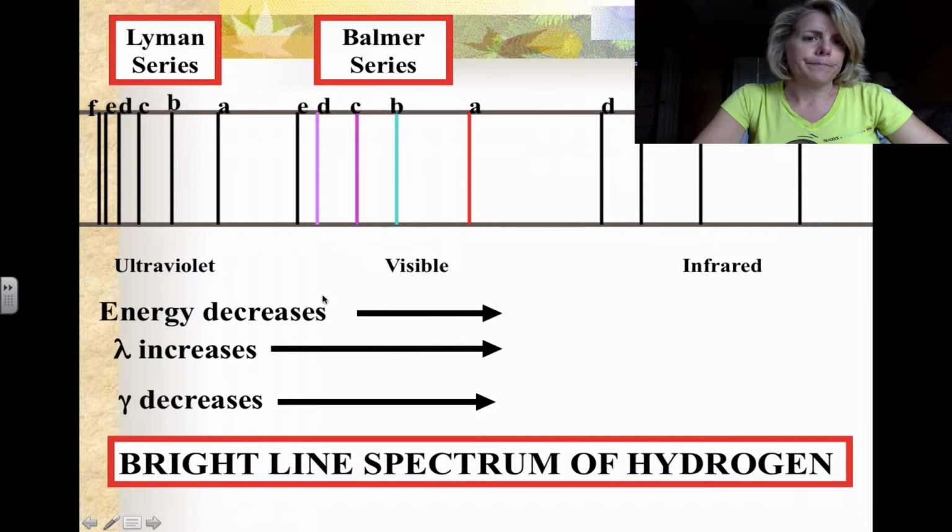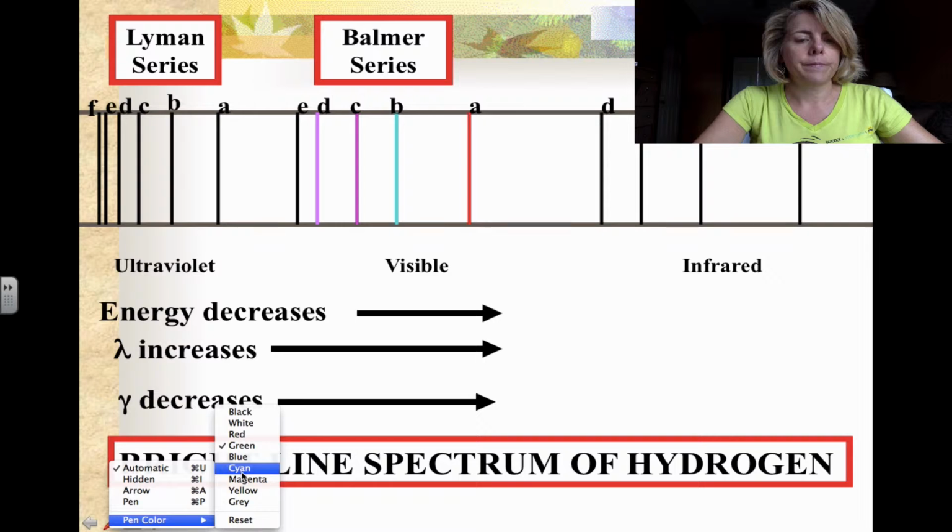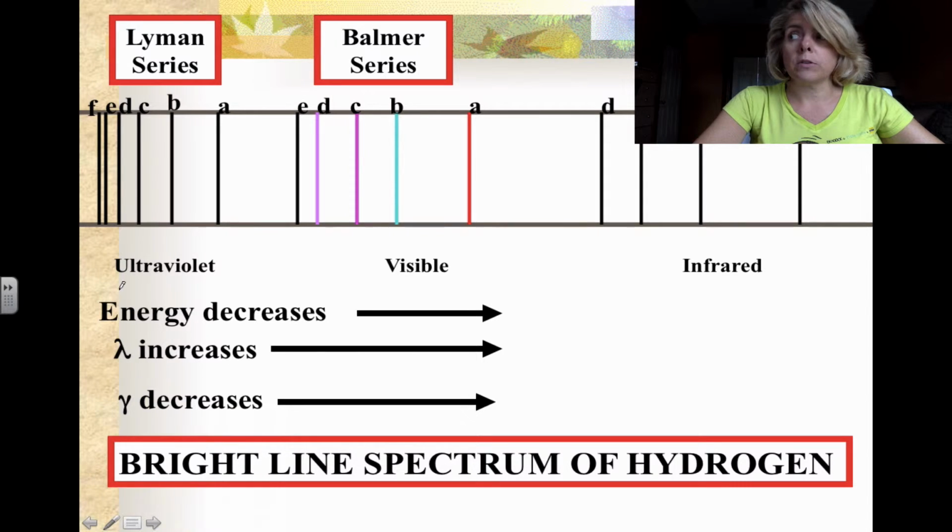There are actually three series, and you will get to know these very well. There's what we call the Lyman series. Notice that the Lyman series is in ultraviolet. Can you see ultraviolet?